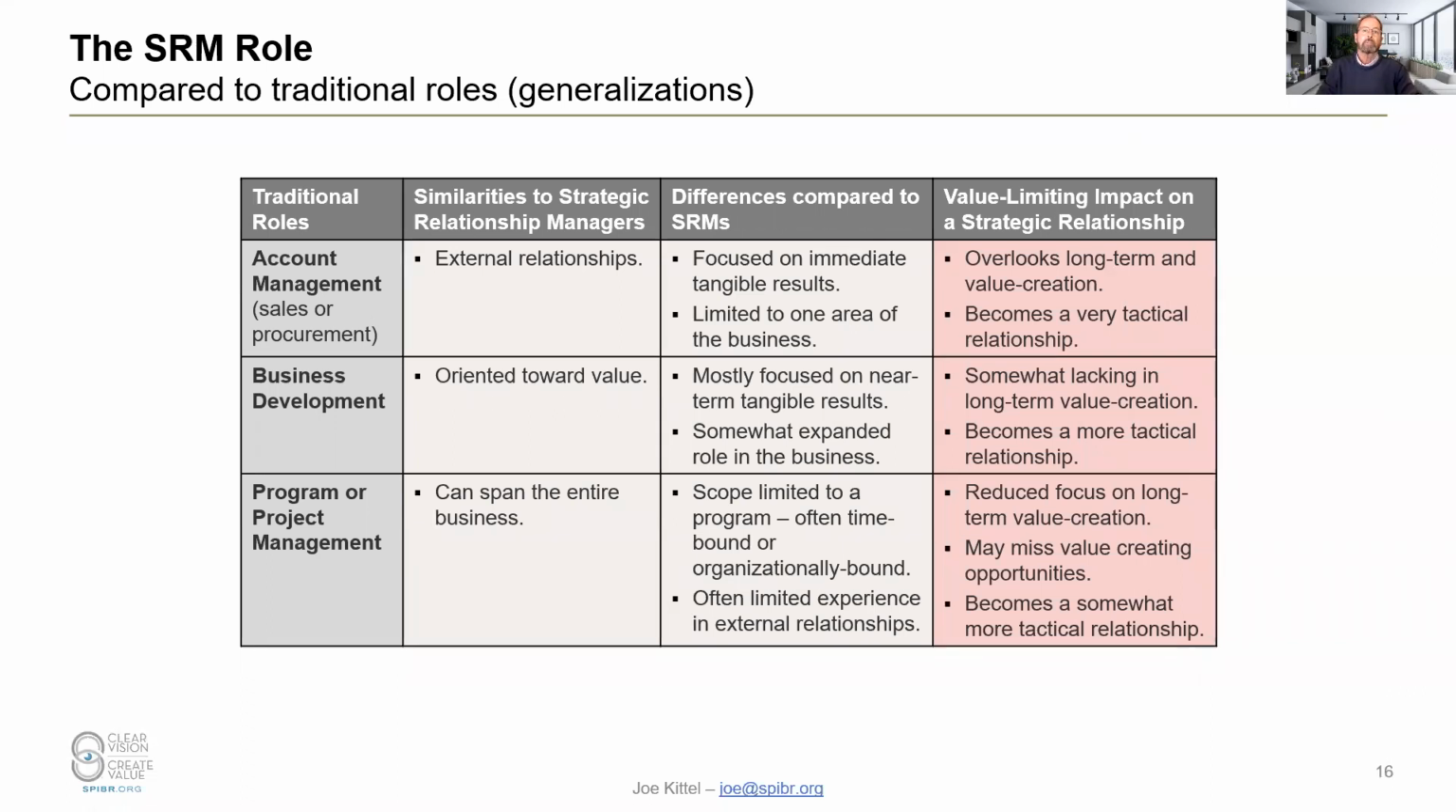If an SRM comes from a more traditional area of business, and if they are unwilling or unable to expand their personal identity, they will end up limiting the alliance's ability to create value. This limitation may not be apparent to either the SRM or to others, but it will be there.